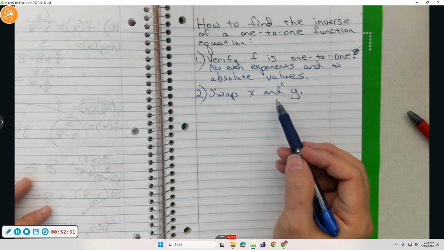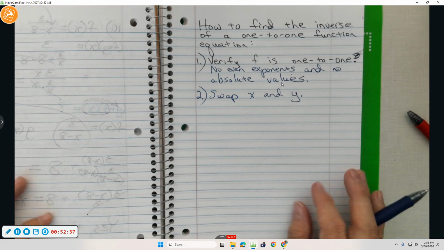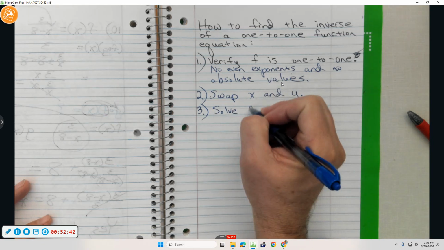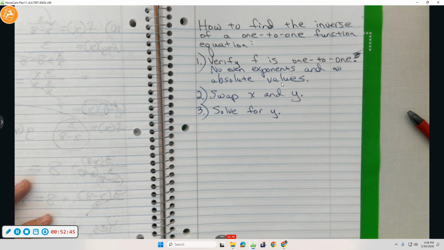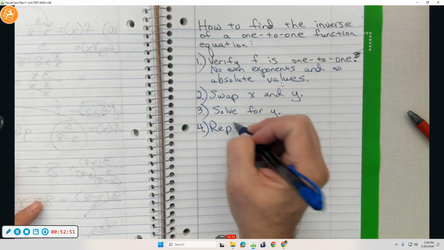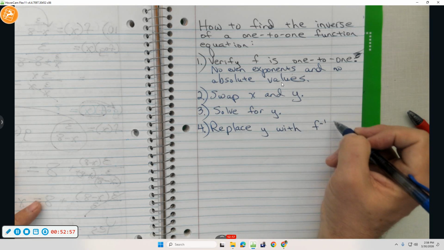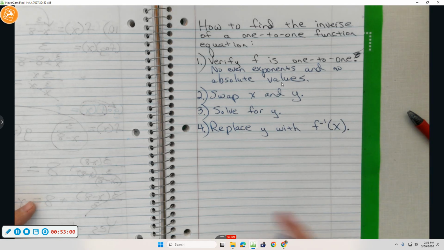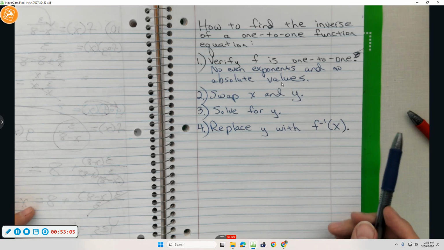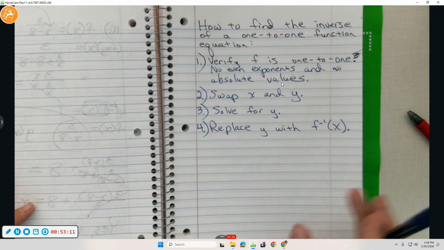At that point, you have an equation that's a form of the inverse, but they're going to want you to write that inverse using inverse function notation. So you'll need to solve for y, solve for the new y, and then replace y with that inverse function notation, f inverse of x. You won't have to type that f inverse of x notation because my lab will give it to you. Really, once you solve for y, whatever's on the other side of the equation, that's your answer.